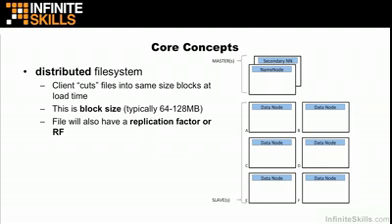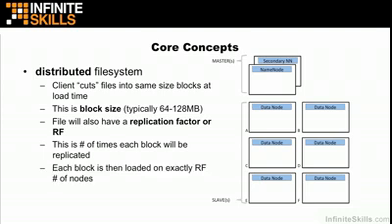Files also have what's known as a replication factor, or RF. This is the number of times that a block will be replicated inside of HDFS. Each block is then loaded on exactly RF number of nodes. So if our replication factor is set to 3, that block will persist on 3 independent data nodes, each with their own hardware. The block loads happen randomly at load time.